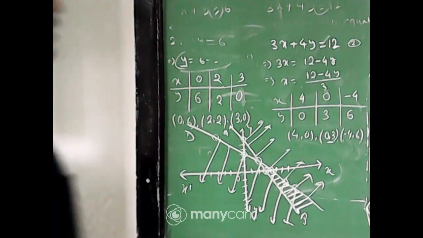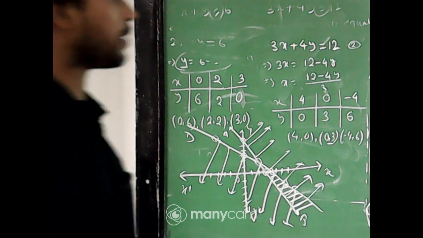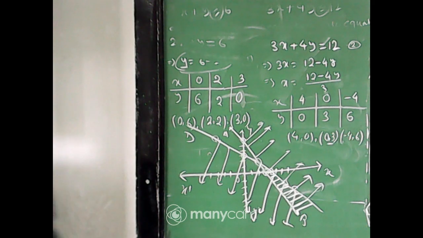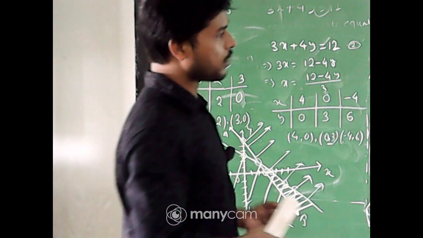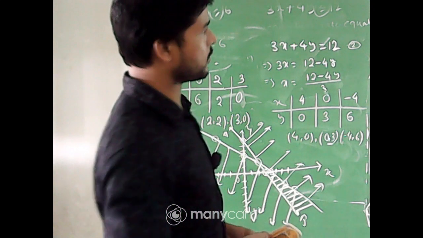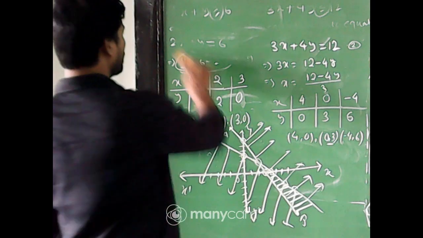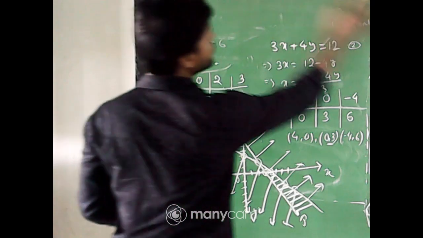Yes, x by a plus y by b equal to 1. Then the line intersects the axes at the points (a, 0) and (0, b). We can solve it directly by setting the equation in intercept form.